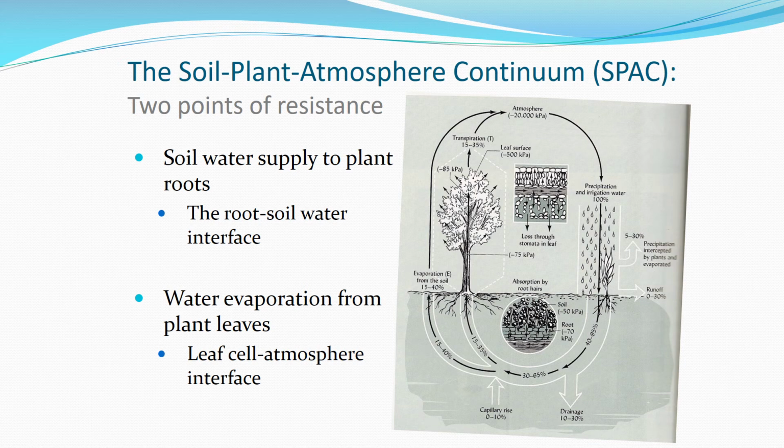So for example, when water enters the soil and it's taken up by a tree and then transpired into the atmosphere, it falls as precipitation, where 5 to 30% is intercepted by plants and evaporates back into the atmosphere, whereas 0 to 30% can be lost as runoff. Water can also be absorbed by root hairs in the subsurface, where it can be lost to drainage down into groundwater, or taken via capillary rise back up to plant roots, or back up to the surface where it can evaporate back into the atmosphere again.